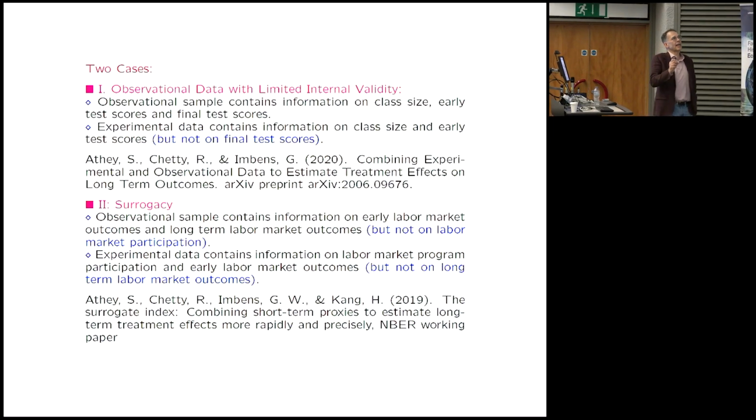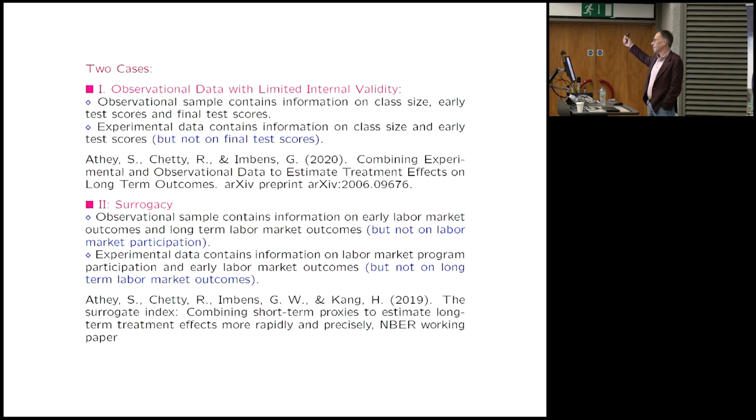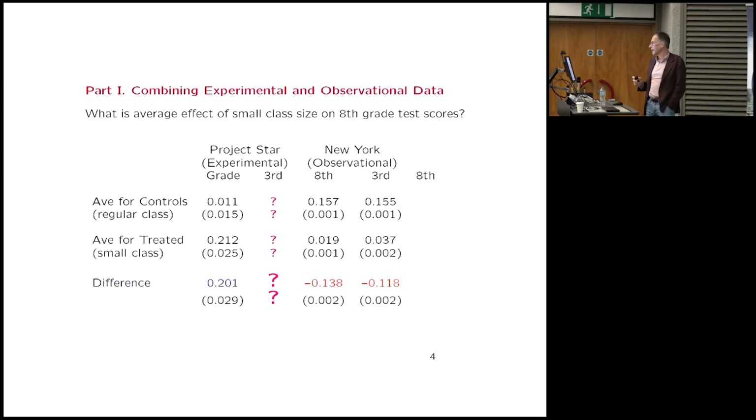And so the second setting is slightly different. There, we're again interested in the effect of some intervention on long-term outcomes. The experiment only has information on the assignment and the early outcomes, but now the observational data has only information on the early outcomes and the long-term outcomes, but not on the intervention itself. That's something studied in what is called the surrogacy literature, and we'll see how some of these ideas from the first setting change in the second case. But to preview the results.